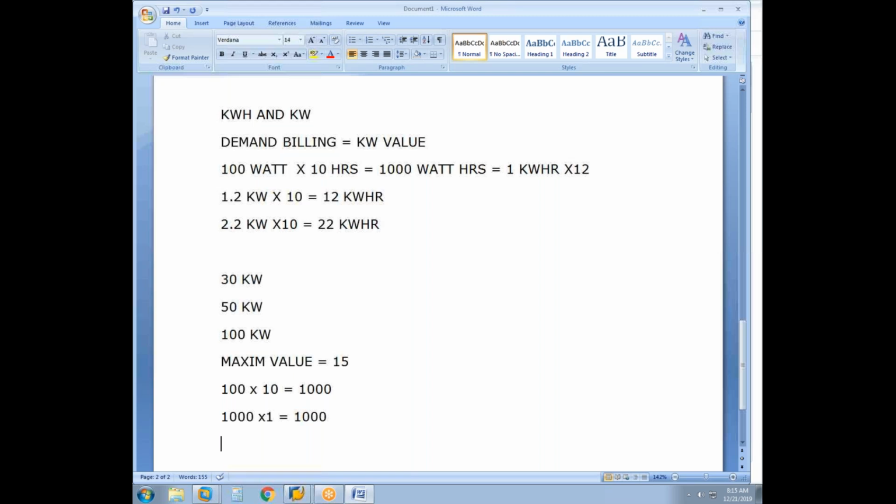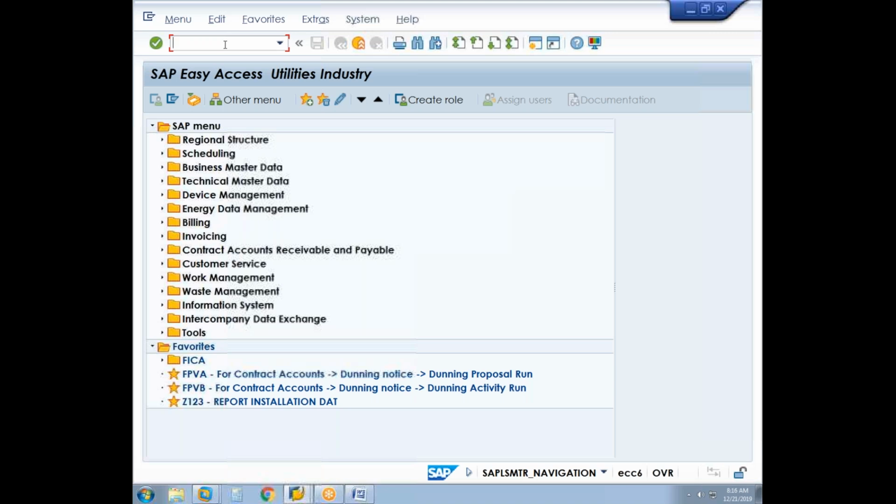Okay, now I have created a material master. It is a single rate electricity meter. I want to create a device category, so I need to have a register group data. So we will create a register group and then fill it up in the device category so that our device category is ready. To create a device category, we have to maintain some configuration. So we will see that.